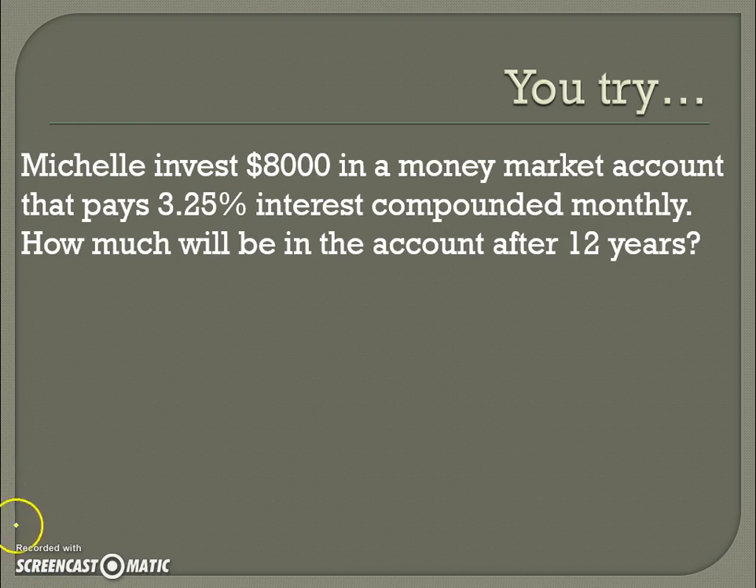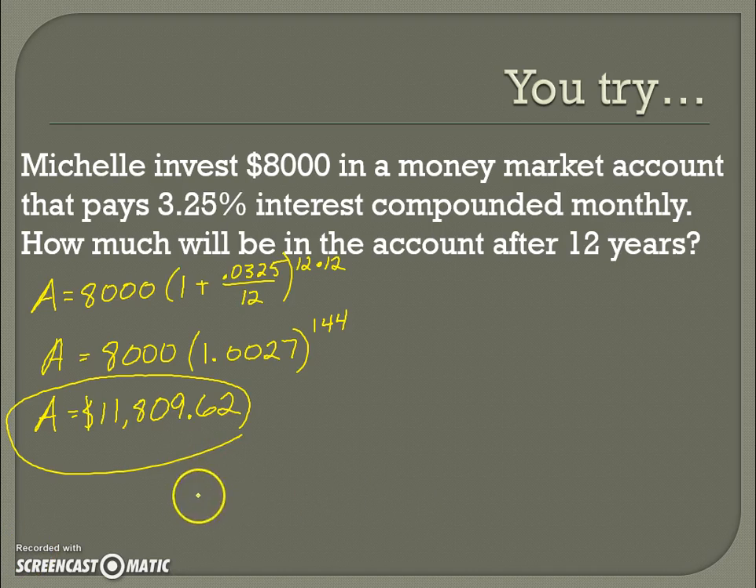So here's one for you to try. Go ahead and pause. The answer will be up in 3, 2, 1. All right, so here's what I got, $11,809.62. And that's just substituting this information. Be careful, this one was compounded monthly, so you want to use 12s on that.